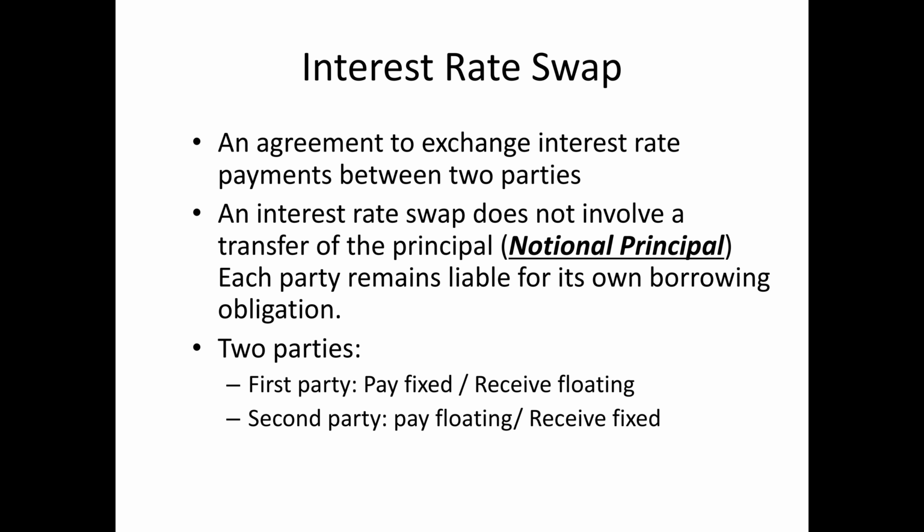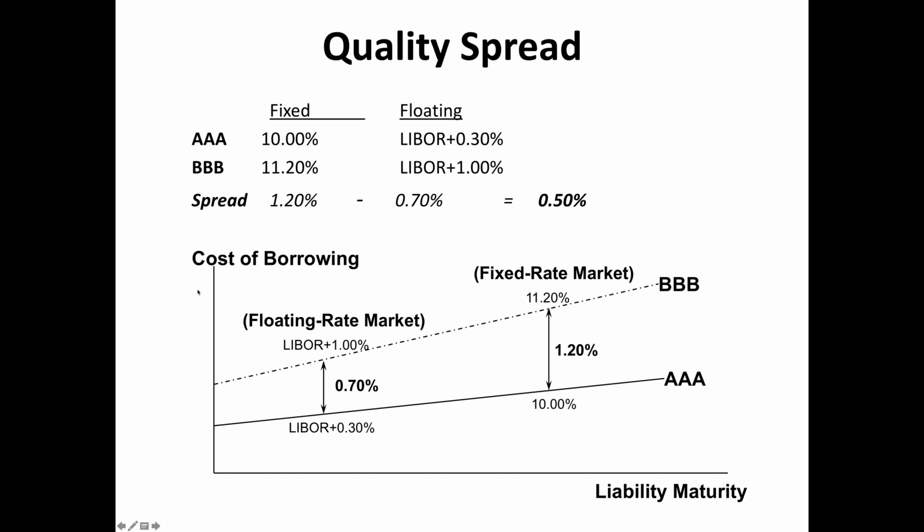So let's do this. Look at the example in my next slides. I'm using one that is different from the book, but I think it will give you a better idea of what an interest rate swap really is. First, let's look at the market condition. Let's assume there are two companies, company AAA and company BBB. The names suggest one has a lower risk, the other a higher risk.